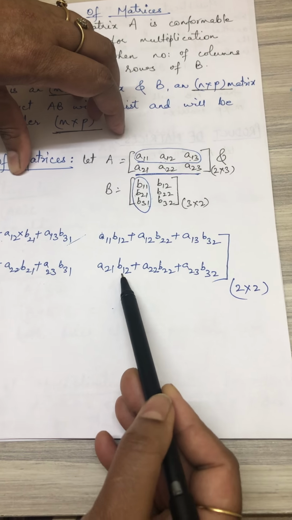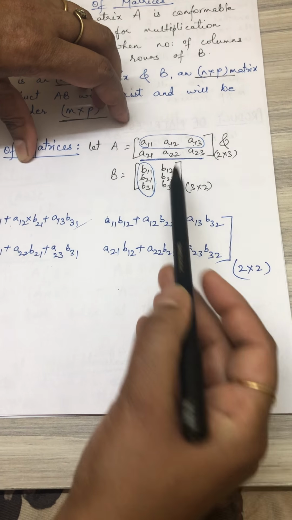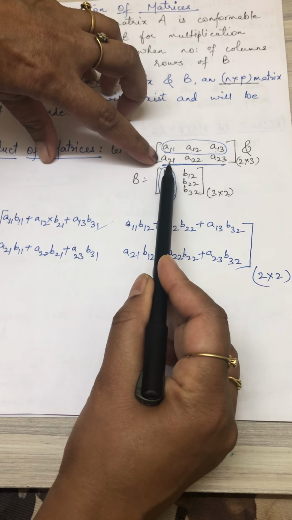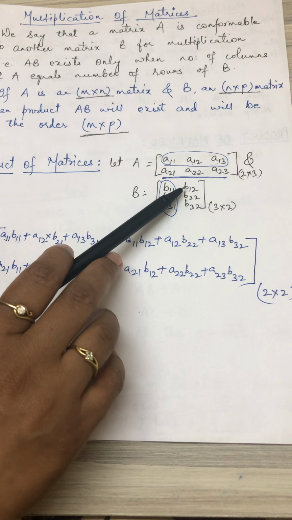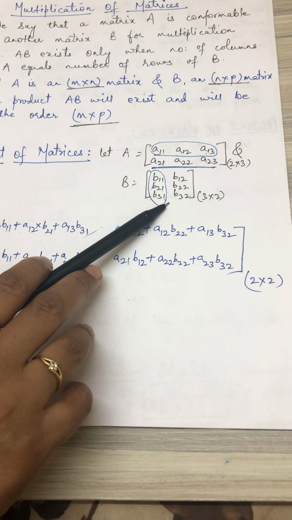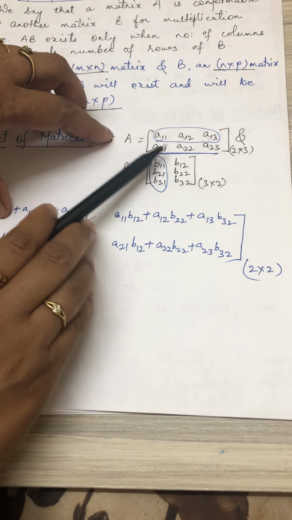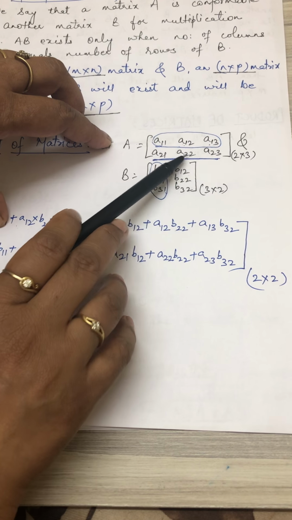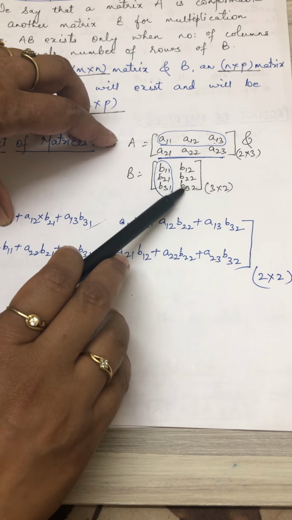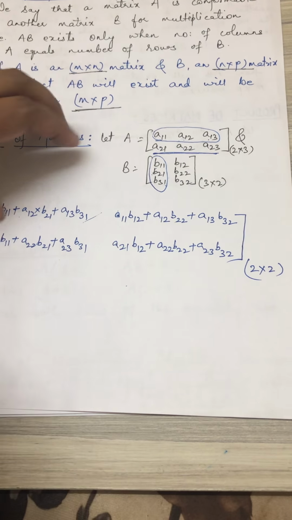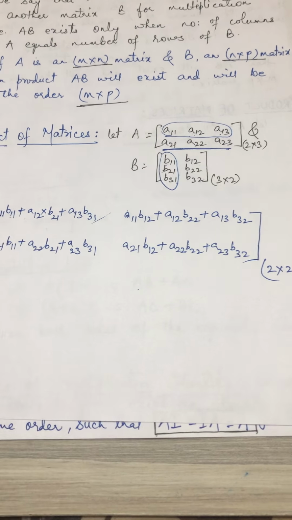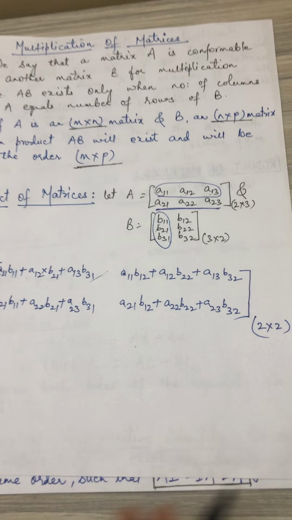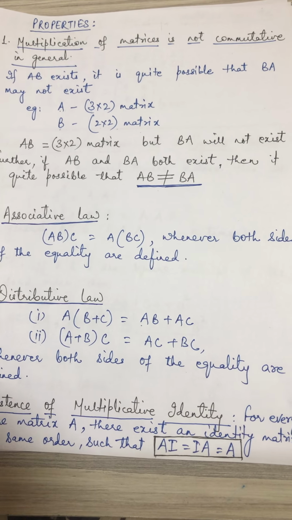And for the second row, second column, we will multiply the elements from the second row of matrix A with the elements in the second column of matrix B. That means A21 into B12 plus A22 into B22 plus A23 into B32. So we get the product of the matrices A and B here, which is a 2 by 2 matrix. Let's now move on to the properties of multiplication.